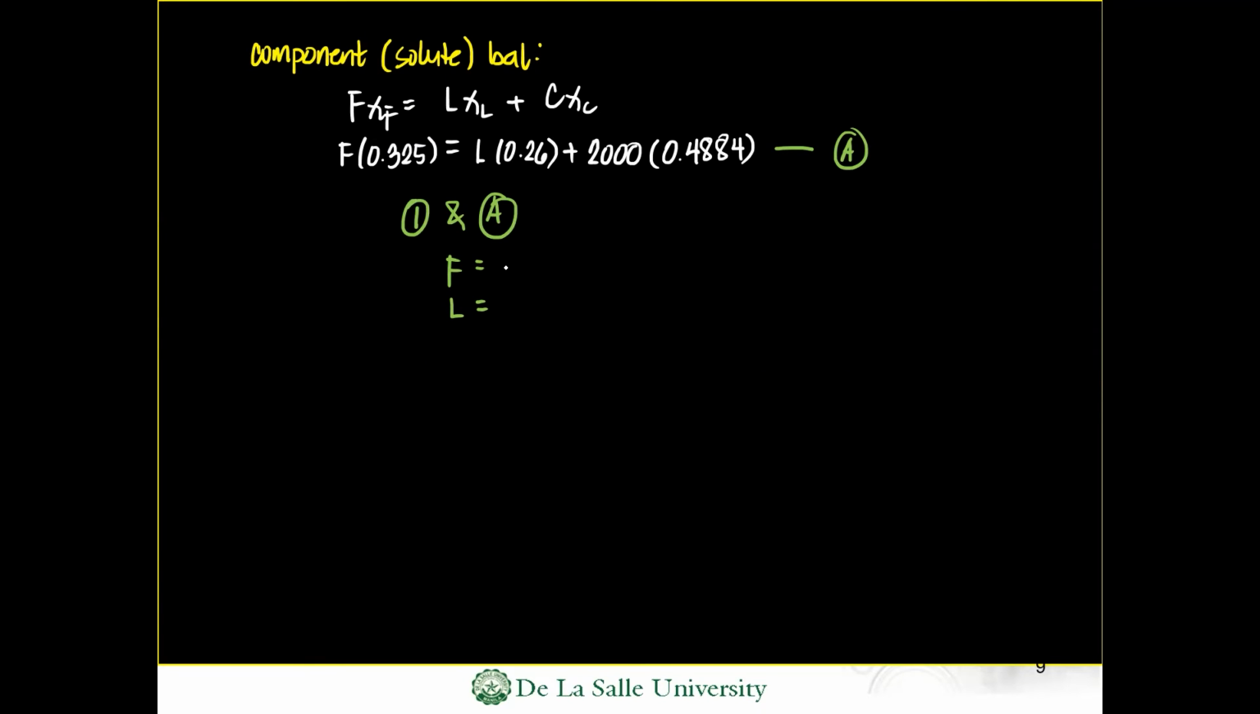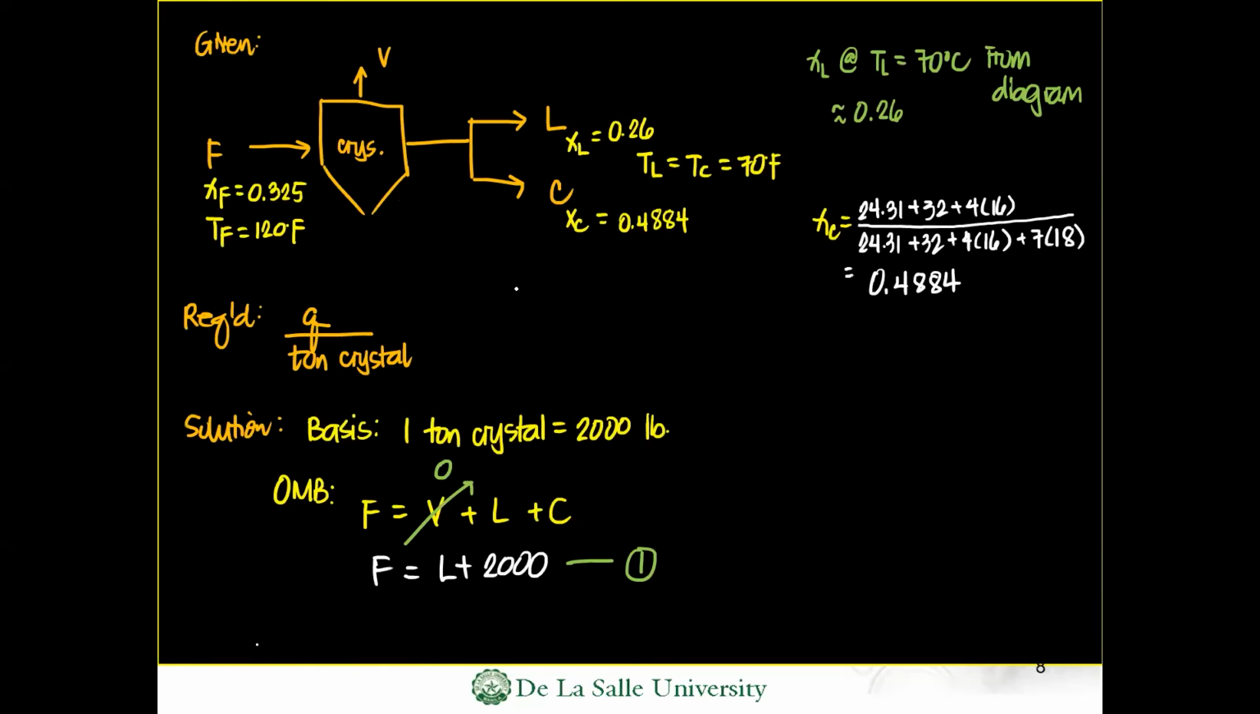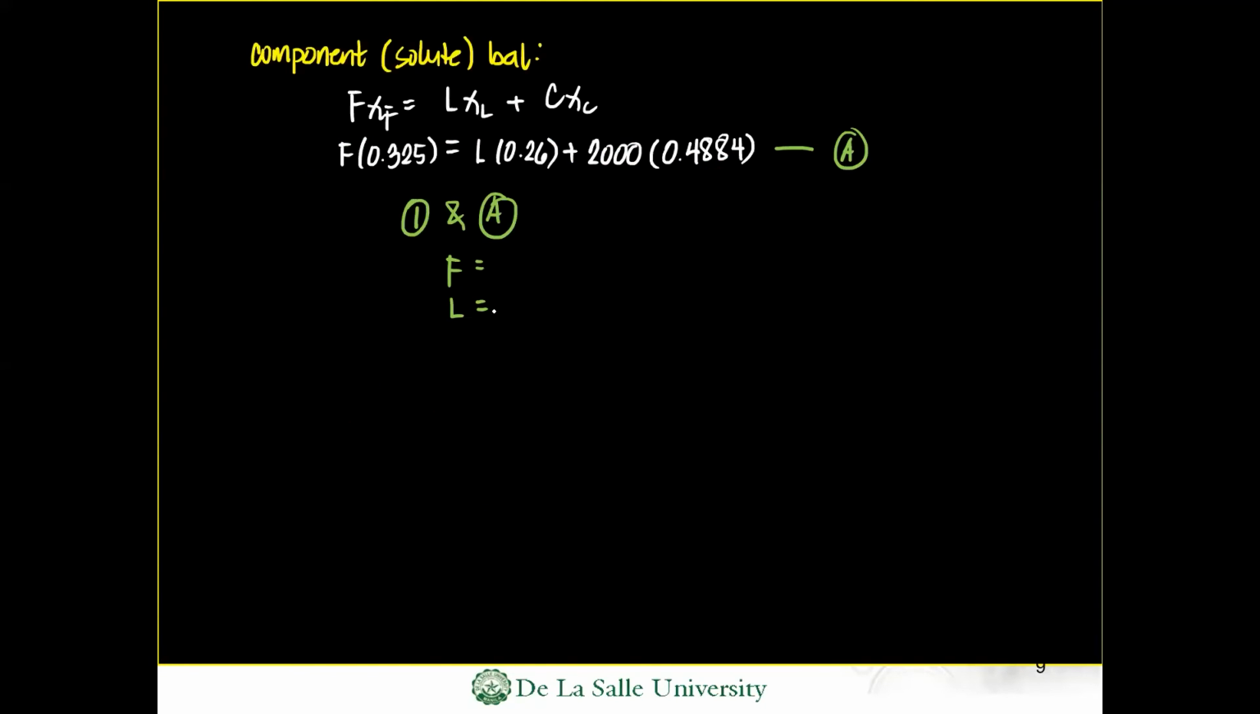What is F, guys? The other one's just 2000. F equals L plus 2000. What will this give you? F is 7027.69. L is 5027.69. All right. So in here you have the F and you have the L.